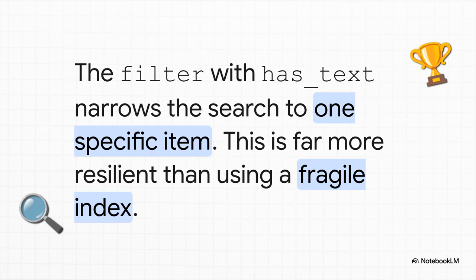First, we get all the product cards, all the list item roles. But then, here's the killer move. We use .filter with hasText for product 2. This immediately narrows down our list of 20 items to just the one we care about. And from there, it's easy to grab the Add to Cart button inside it. So much cleaner than relying on some fragile index like li(2), right?